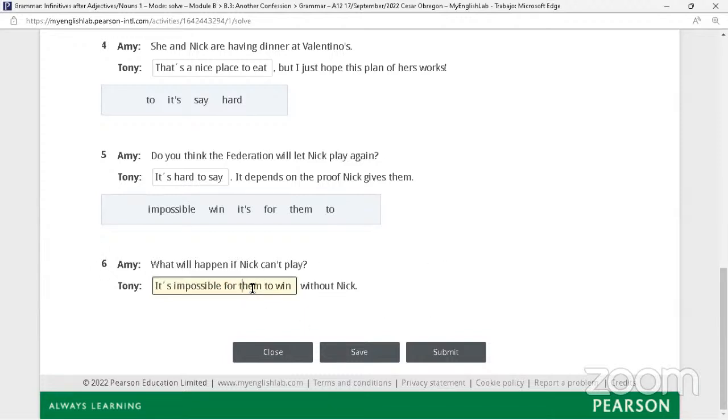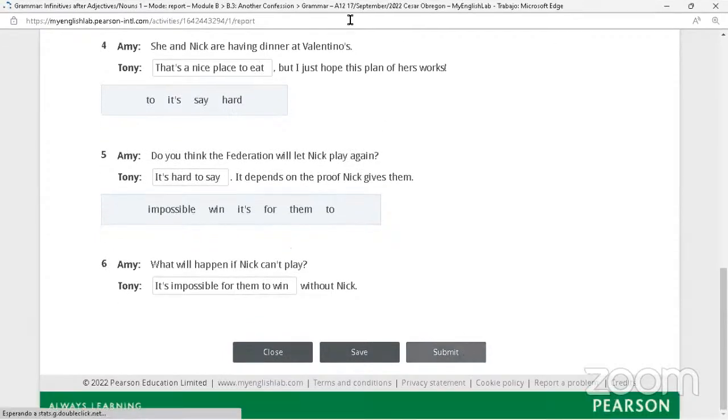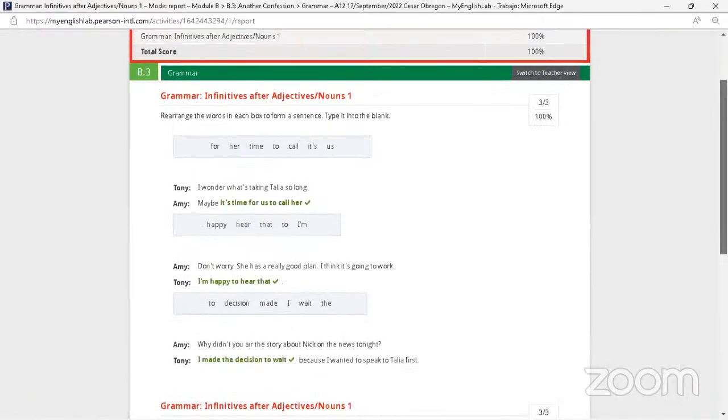But here you have the verb. Mhm. Okay, yes. It's impossible for them to win. Perfect. Okay. So let's see. Good. Don't forget to take a picture. Take a picture here.